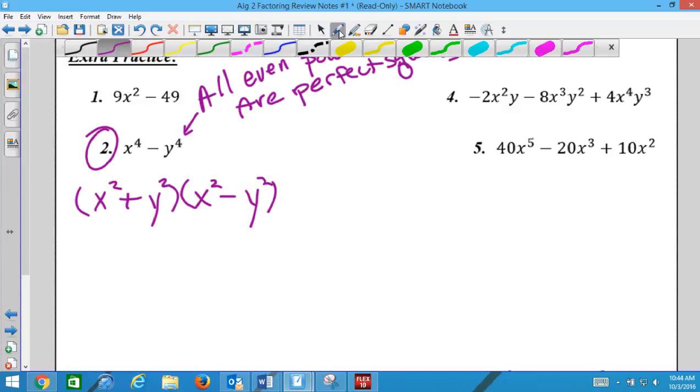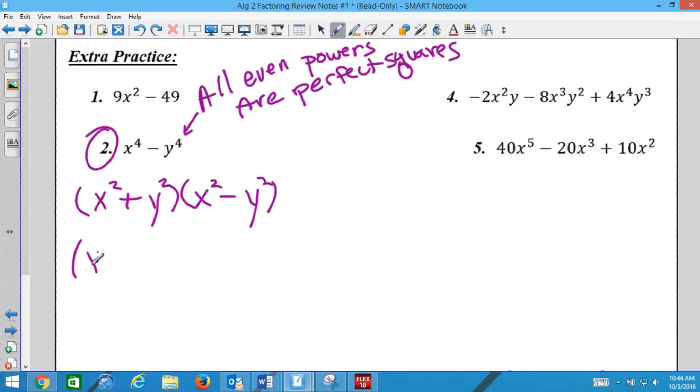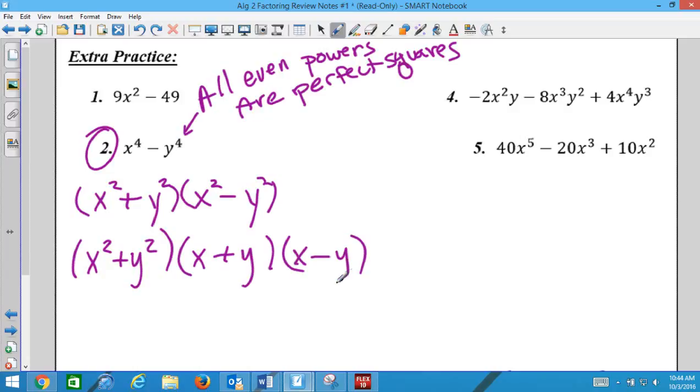Second parenthesis. X squared minus y squared. Is that subtraction? Yes. Are we subtracting perfect squares? Yes. Okay, so that means the first parenthesis is done, but the second parenthesis divides into two. And we square root, x plus y, x minus y.